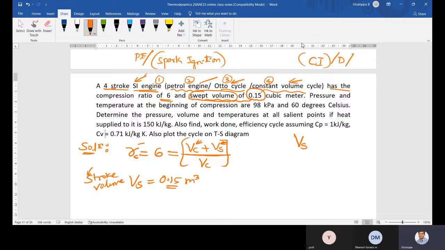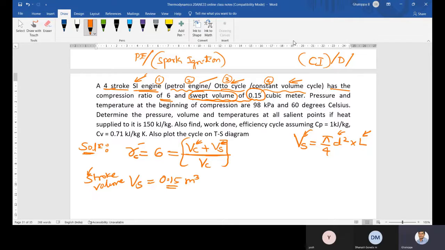If this value is not given directly, you may use this formula, pi by 4 d square into L. L is stroke length, this value will be given, and d is the diameter of the cylinder. If diameter and length are given, you need to calculate stroke volume or swept volume. But in this numerical, he has given the direct value, so you do not need any other formula.